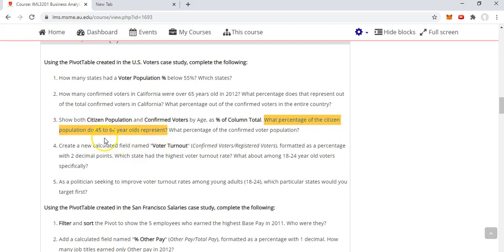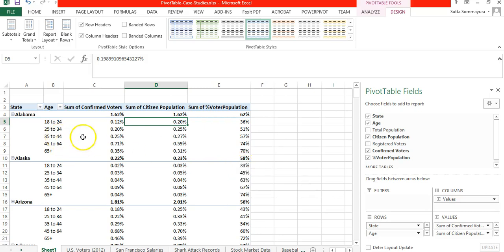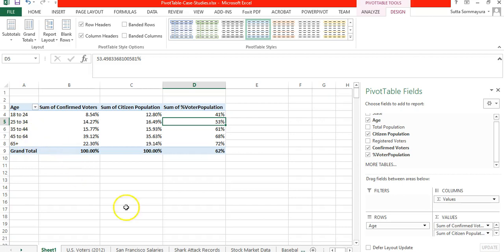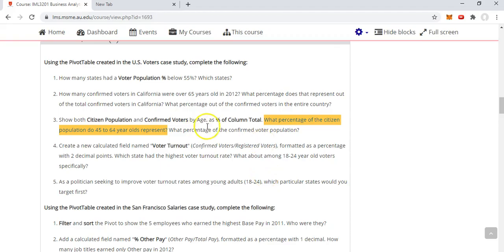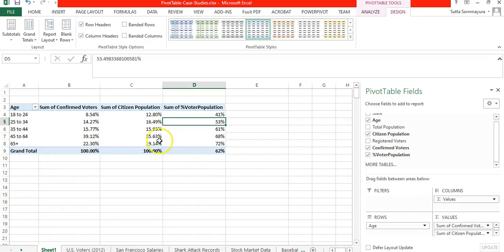And then the next thing asks: what percentage of the citizen population do 55 to 64 year olds represent? What percentage of citizen population do 55 to 64 year olds represent? Okay, so this is the next question, right? So you have to take the step out. You can see the citizen population, so this is the answer.